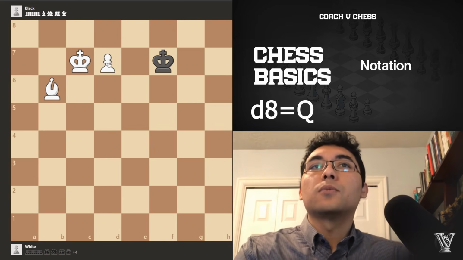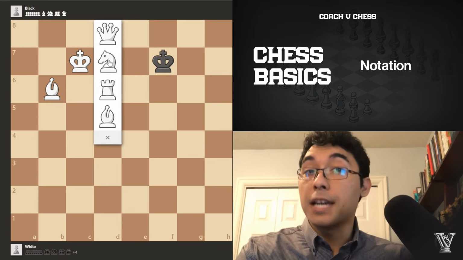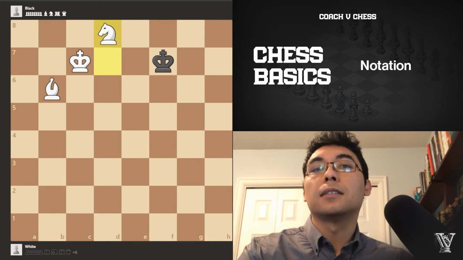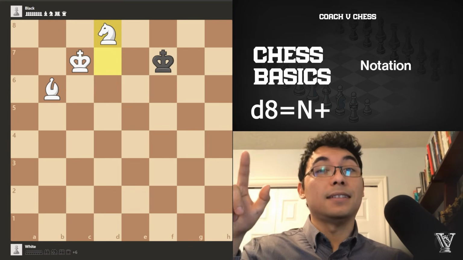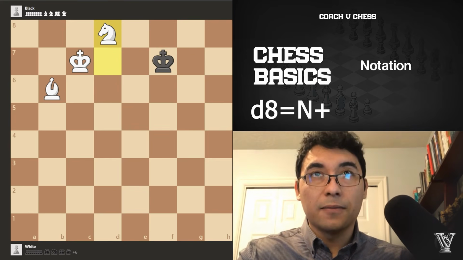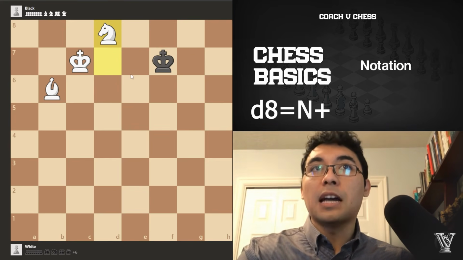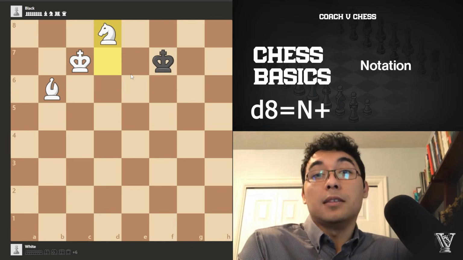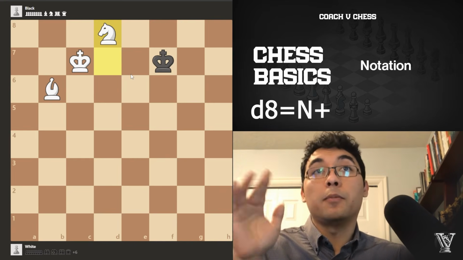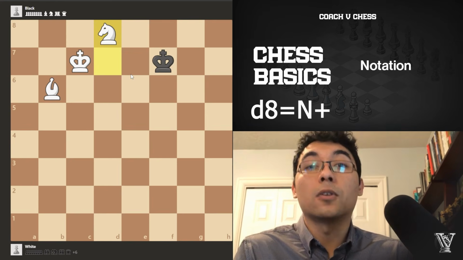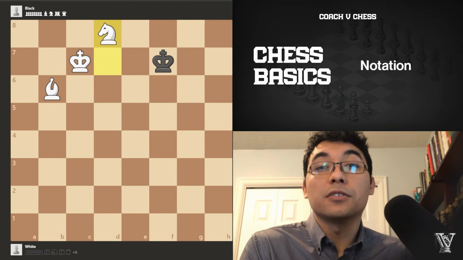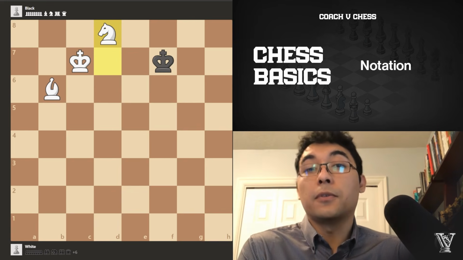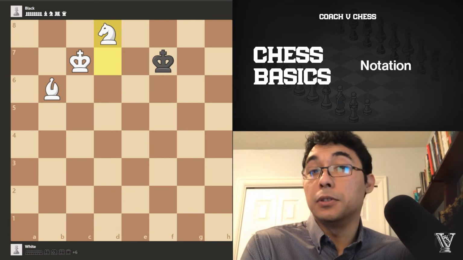What if in this case we just promote it into a knight with check? How will we write that? It would be D8 equals capital N plus for the check. And if a position were to be a mate in the promotion, instead of the plus sign, it would be the number sign or hashtag. Okay? I just showed you some of the important chess notations that you should always consider for your games and to keep track of what you're doing.